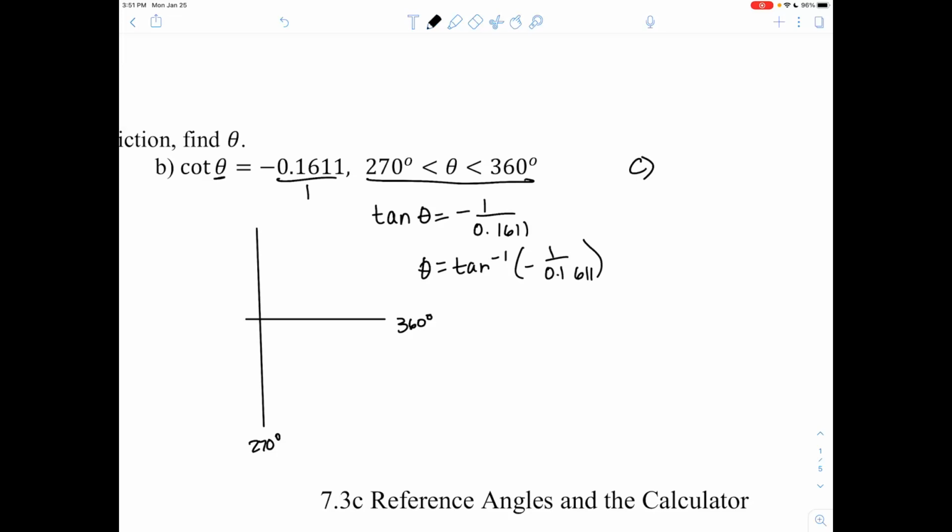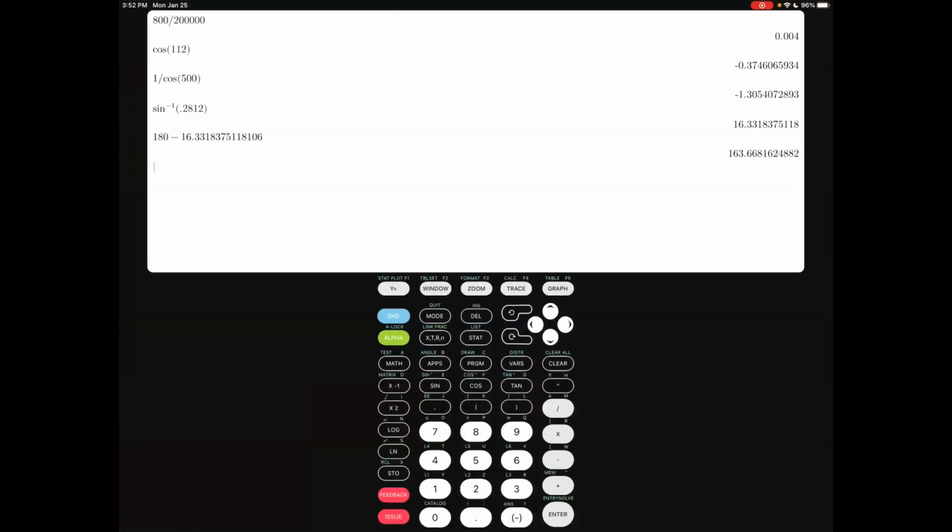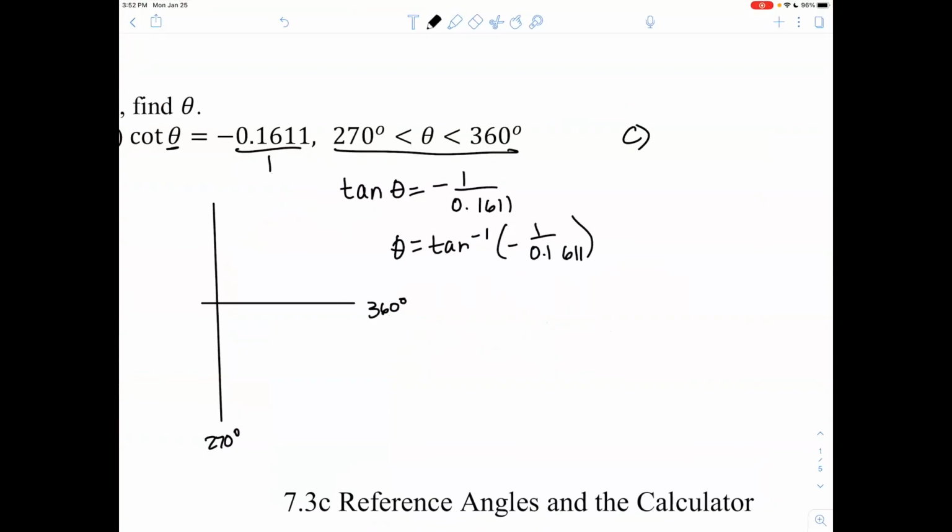Sometimes there's too many ones. All right, so I'm going to plug that into my calculator. So let's go tangent inverse of negative 1 over 0.1611. And we're going to get a measure of negative 80.85 degrees. All right, so this means that we're coming around here and stopping somewhere right here.